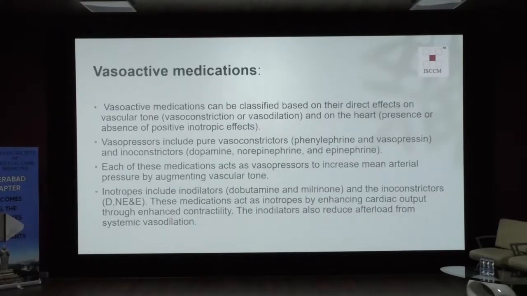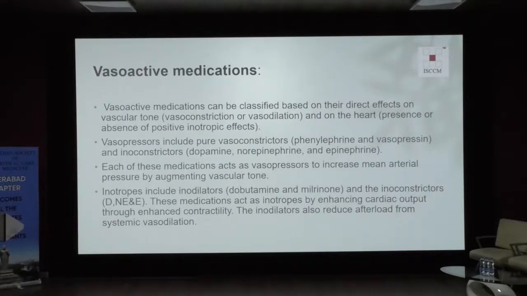Then my second topic: vasoactive medications. These are classified based on whether they act on the vascular tone or on the heart. Either they are vasoconstrictors, or they increase the contractility or rate of the heart. They are classified as pure vasoconstrictors like phenylephrine and vasopressin, and inoconstrictors: dopamine, norepinephrine and epinephrine. Each of these medications acts as a vasopressor to increase MAP by augmenting vascular tone.